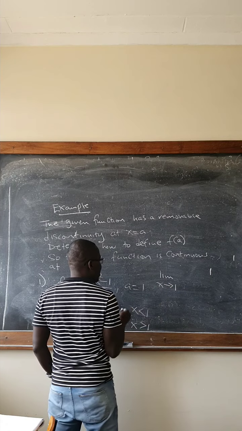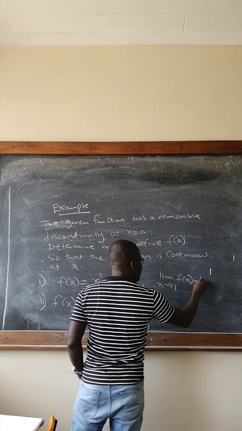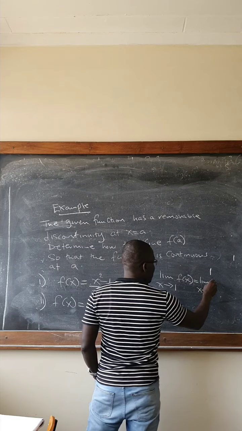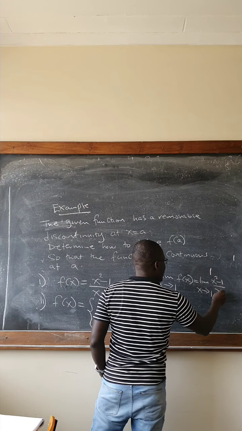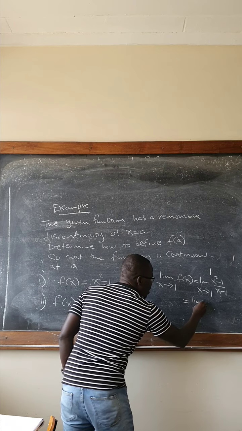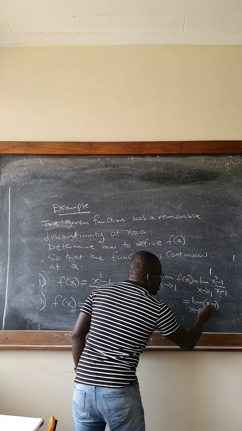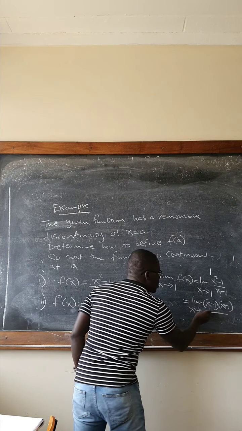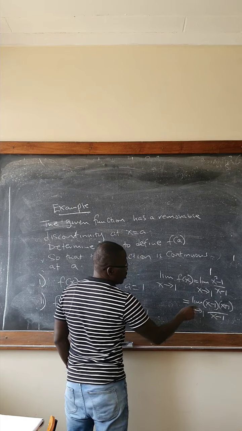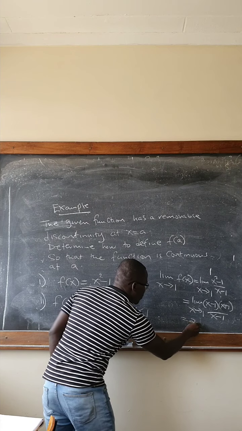as x tends to 1 of f of x is going to be the limit as x tends to 1 of x squared minus 1 out of x minus 1. And you guys know that this will be the same as the limit as x tends to 1 of x minus 1, x plus 1 divided by x minus 1. And this cancels with this. So this will be the limit as x tends to 1 of x plus 1. So this limit is going to be 2.